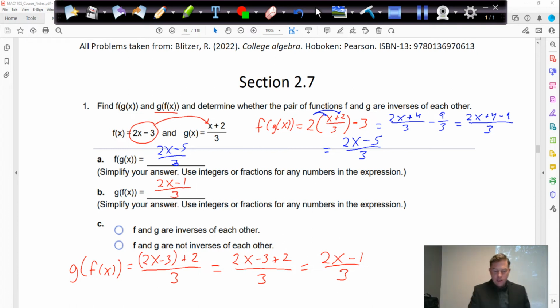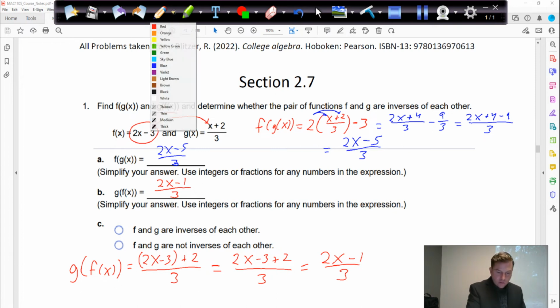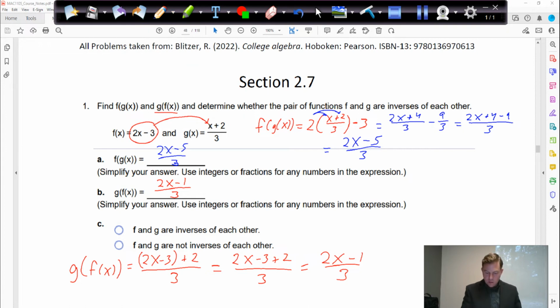Okay, now it asks, are they inverses of each other? They're only inverses of each other if, let's write this with a different color to accentuate it, f and g are inverses of one another if f of g of x equals g of f of x, and they both reduce to just x.